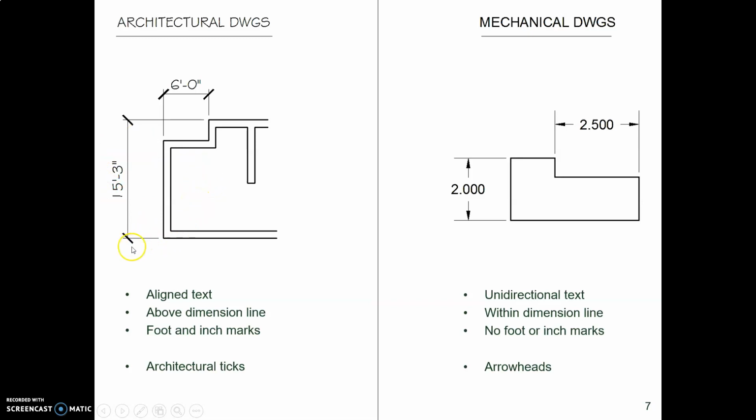In architectural drawings, we use architectural ticks. In mechanical drawings, we use arrowheads. Oh, and one thing I didn't mention in a bullet point, in architectural drawings, we use a style similar to stylus. In mechanical drawings, we use a text style similar to Arial or Helvetica.